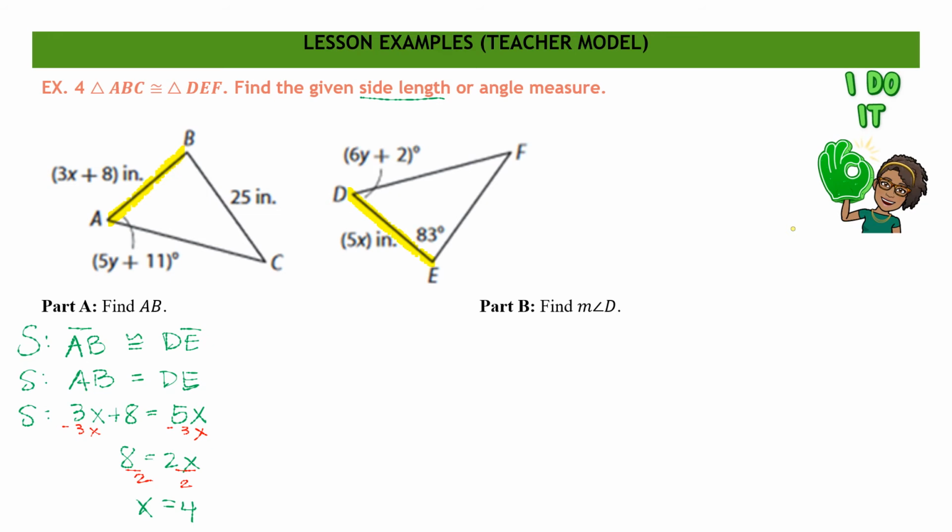So now we're going to take x equaling 4 and plug it back into the measure of AB. So remember AB was 3x plus 8, so we're just going to substitute that 4 for x into that expression. So AB equals 3 times 4 gives us 12 plus 8. So AB equals 20. And remember, do not forget the units. That would be inches. So here we have AB at 20 inches.